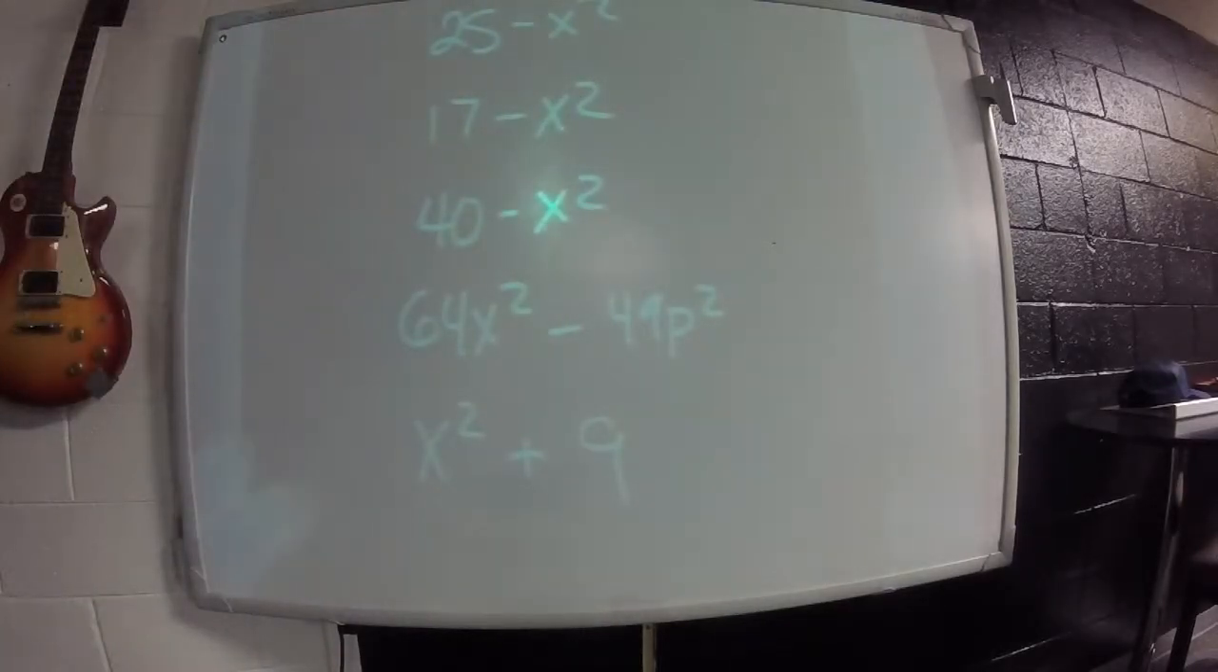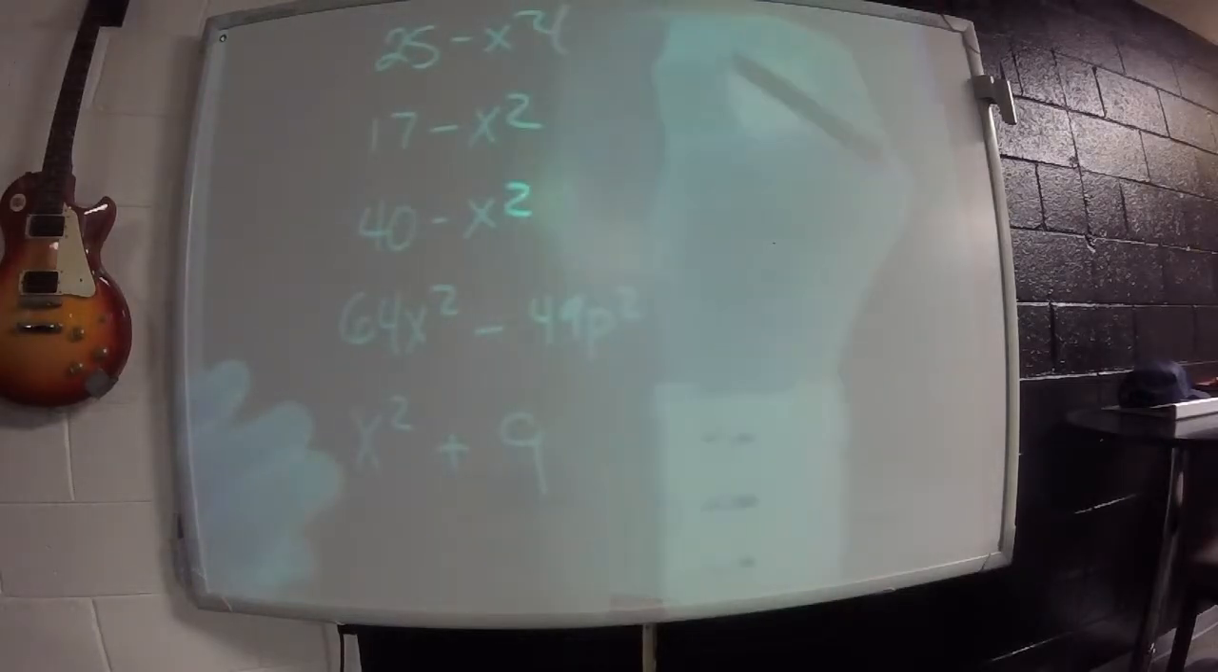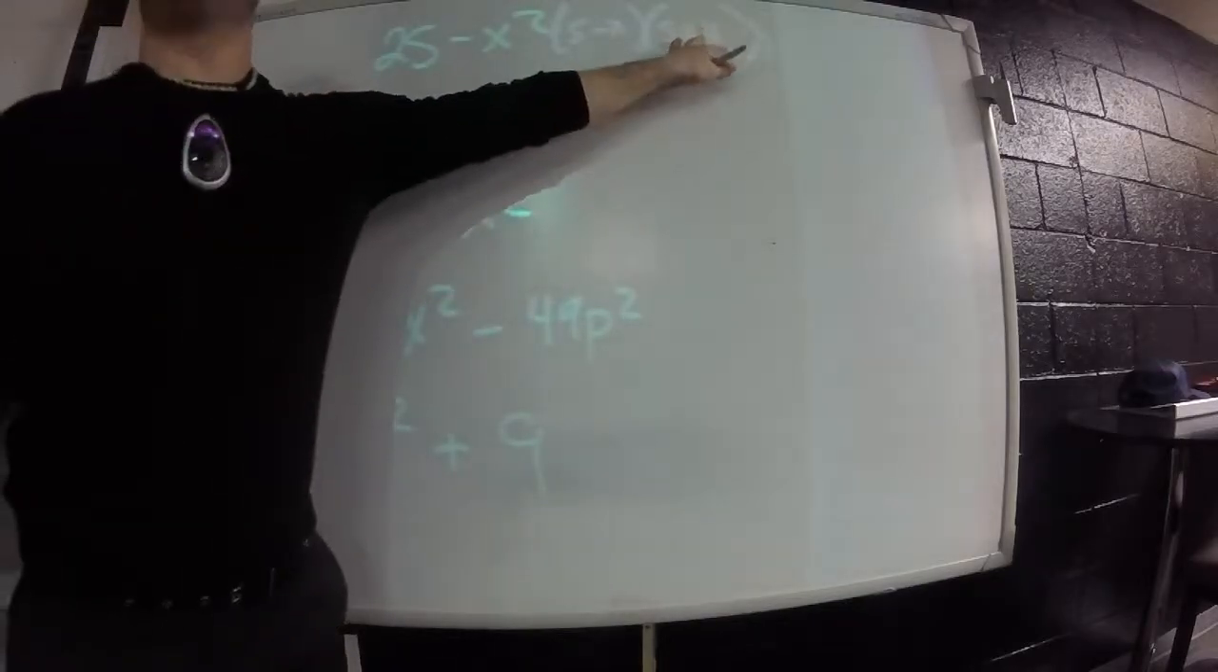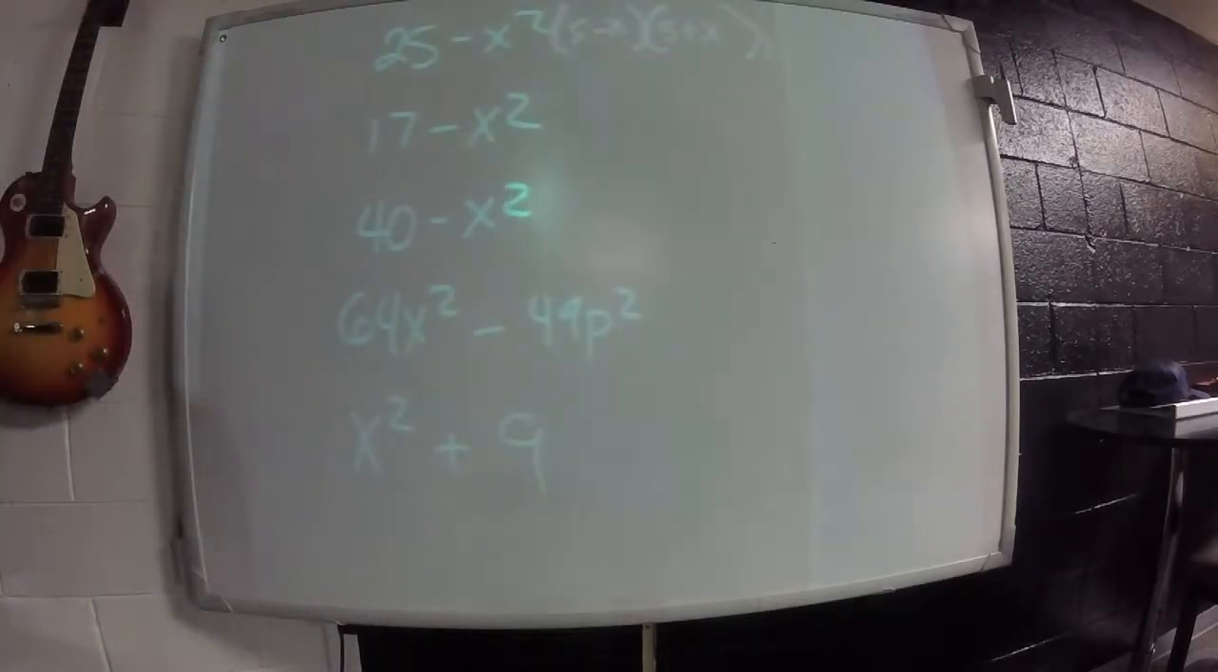So then, if you factor it, what does it turn into? 5 minus x, and then 5 plus x. And remember, it didn't matter if you wanted to do this one first or that one first. You couldn't go wrong. If you want to go 5 plus x, 5 minus x, that's fine.